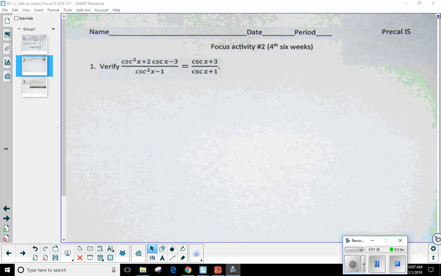Now, you notice we have another focus activity. This is number 2. It says verify cosecant squared of x plus 2 cosecant x minus 3 over cosecant squared x minus 1 equals cosecant x plus 3 over cosecant x plus 1. So I thought this was a really good example, not only to keep up with verifying these equations, but also what we're about to continue in the lesson today. The fact that we have a quadratic trig expression here.